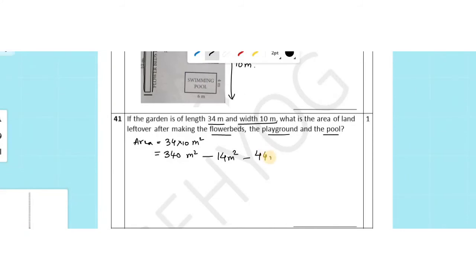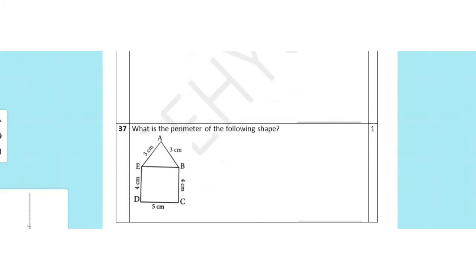of the playground and the pool, which together came to be 44 meters square. So, which means 340 minus the sum of 44 and 14, which is 58. So, 340 minus 58 is 282 meters square, our answer.